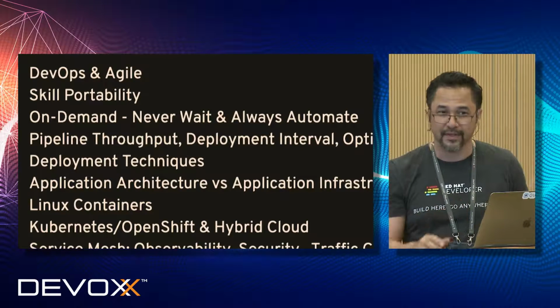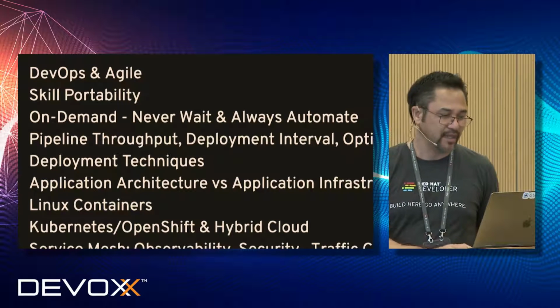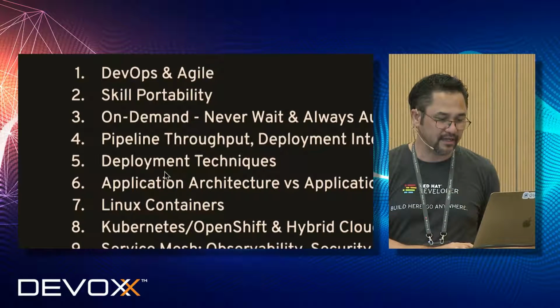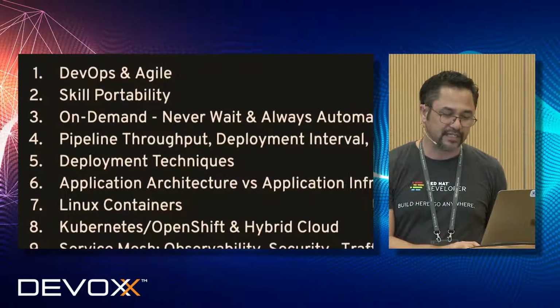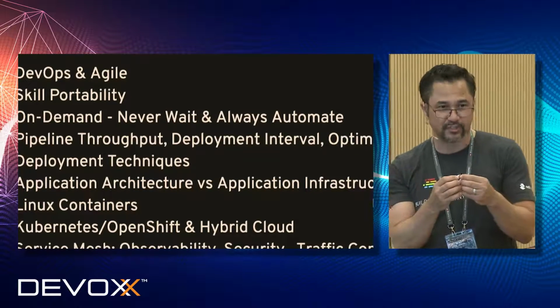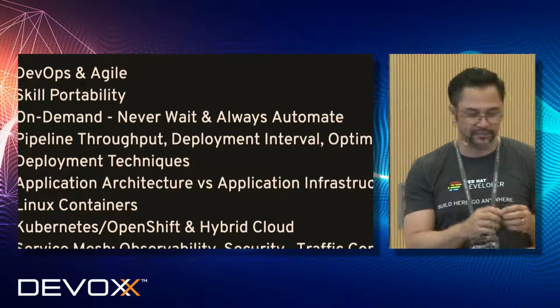That's a very common and popular feature as an example. But you've got to think about your deployment techniques. We'll show you blue-green, canary, dark launch today. You've got to think about this concept of application architecture versus application infrastructure. You'll see that when we get into the Istio piece. It'll be more obvious what I mean there.